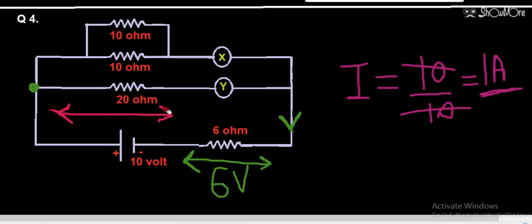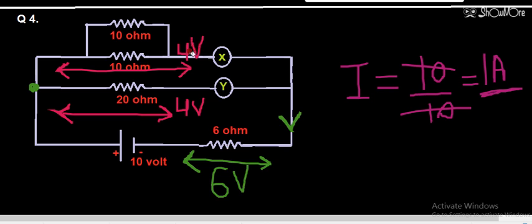4 volt is the voltage that will drop across this 20 ohm resistance, and the same 4 volt will drop across this 10 ohm resistance, because these two are in parallel. So in a parallel combination the voltage is the same. So this 20 ohm is also parallel with this combination. So 4 volt will drop in both the branches.